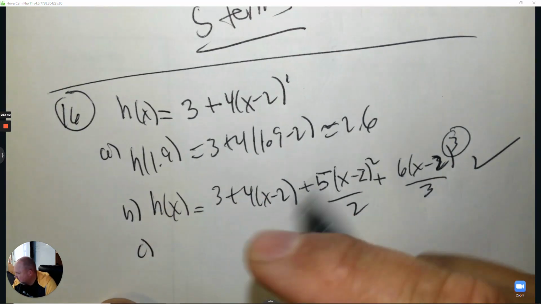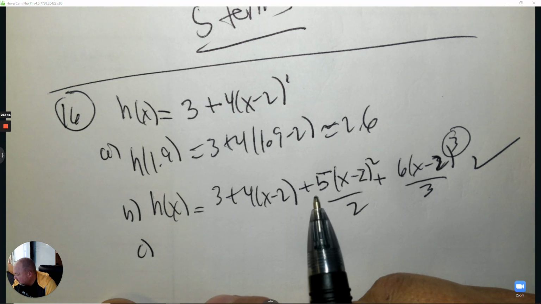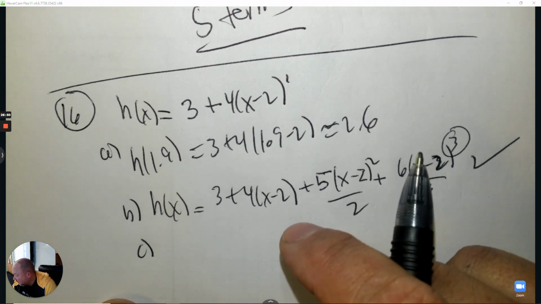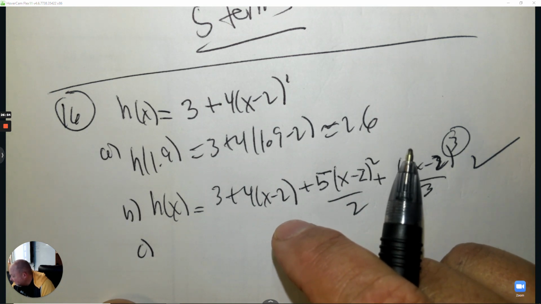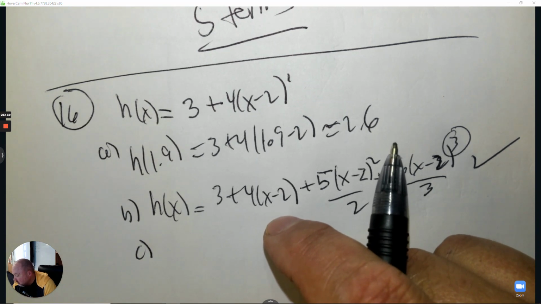Part C. Assuming the fourth derivative of h is a positive increasing function, use the Lagrange error bound to show that the third degree polynomial, which we have for h about x equals 2, approximates h of 1.9 with an error of less than 3 times 10 to the negative 5. So that means you move the decimal way over, 0.00003.